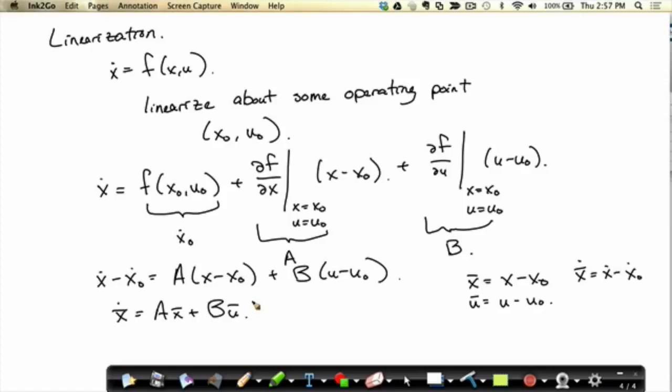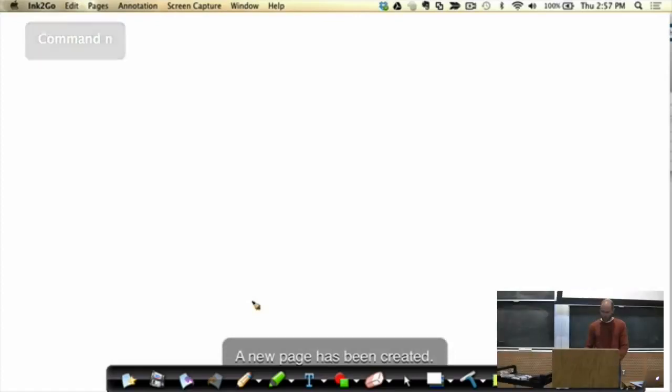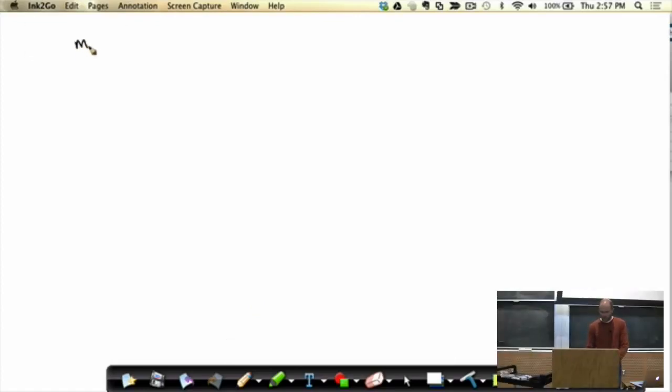So, since we know what the phase portraits of the pendulum are, let's think about what the phase portrait of the linearization of the pendulum is. So, if I start with my pendulum equations, right, and I can write this in my state space form.